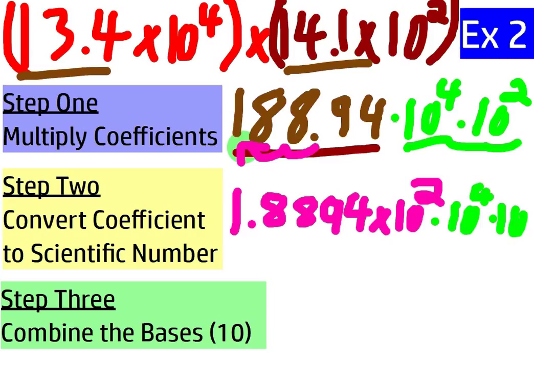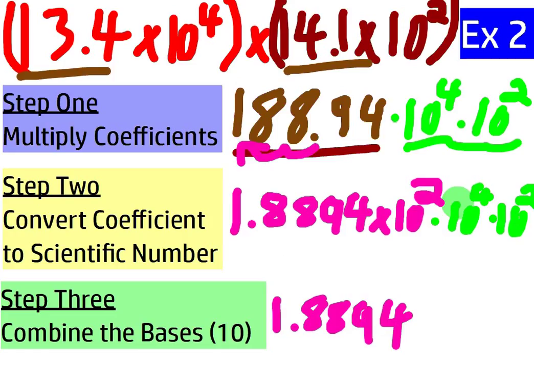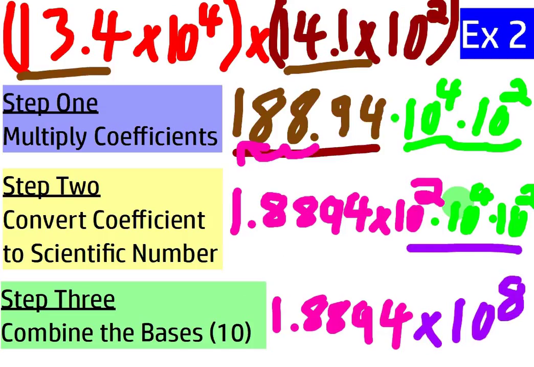Do my best. Okay, so now for step 3, we're just going to combine all those base 10s into one base 10. We have a 2, a 4, and a 2. And if you add those, that makes 8. So our final answer is 1.8894 times 10 to the 8th. And that's it. That's all you have to do. Again, this is easy. Just make sure you follow these steps.